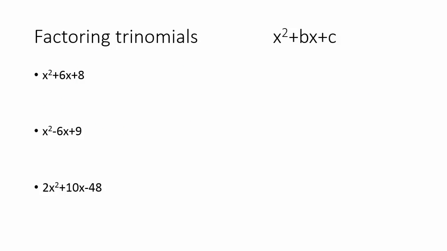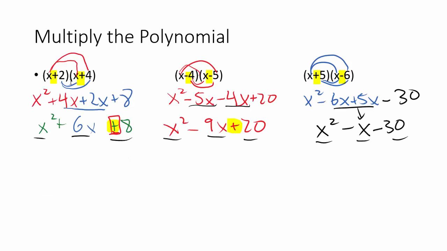Okay, now here's where it gets tricky. We're going backwards. I've given you the foiled out expression. What I want you to do is give me, what did this factor to? And when you're dealing with a trinomial of this form, x squared plus some number times x plus some other number, it's always going to factor into this kind of two parentheses sort of thing.